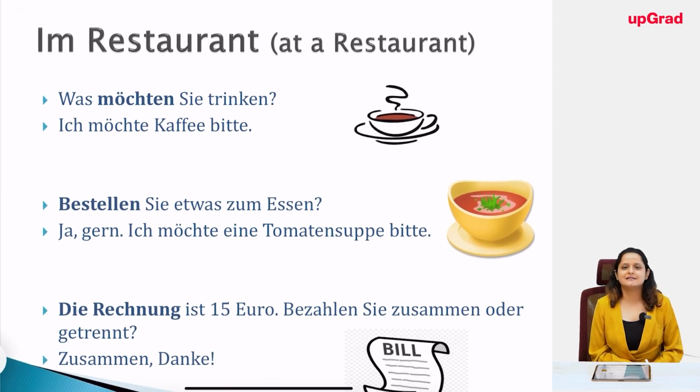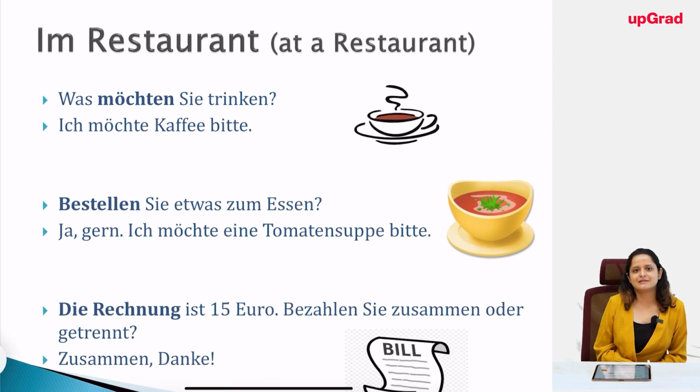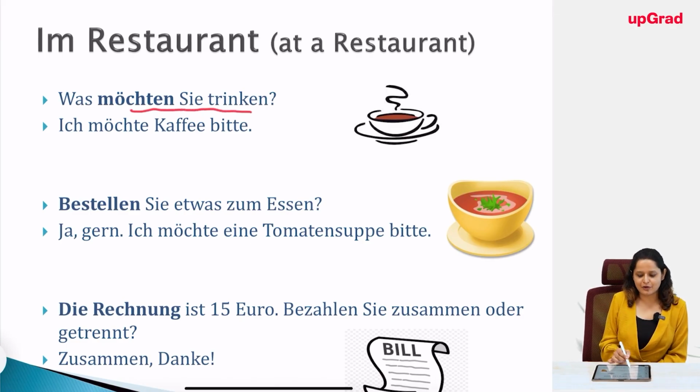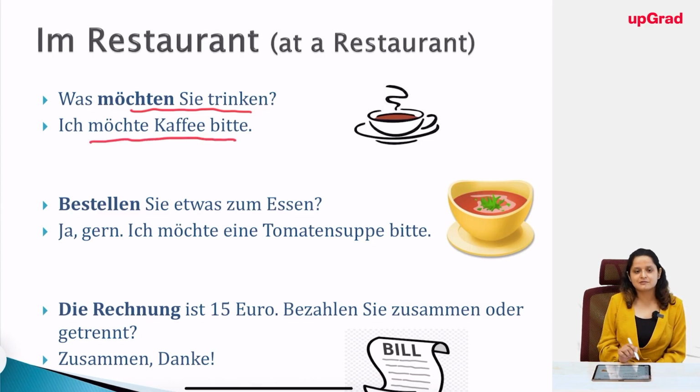And lastly, let's take a situation. So let's just say you are sitting at a restaurant. Knowing some basic things will help the process of ordering in a restaurant a little bit easier. So the first question we have here is, was möchten Sie trinken? Which means, what would you like to drink? So you can place your order by saying, ich möchte Kaffee bitte. So if you want to order a coffee, you can use the word Kaffee and say, ich möchte Kaffee bitte.